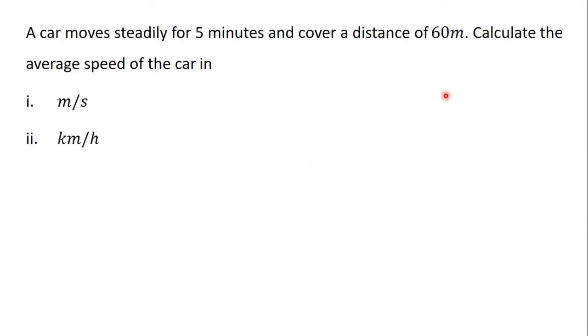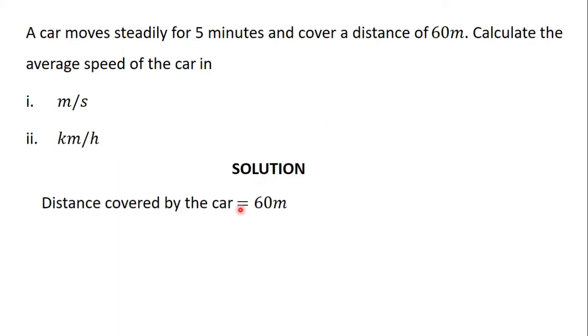A car moves steadily for 5 minutes and covers a distance of 60 meters. Calculate the average speed of the car in I, meter per second, II, kilometer per hour. So this car covers a distance of 60 meters in a time of 5 minutes. So the distance covered is 60 meters and the time taken is 5 minutes.